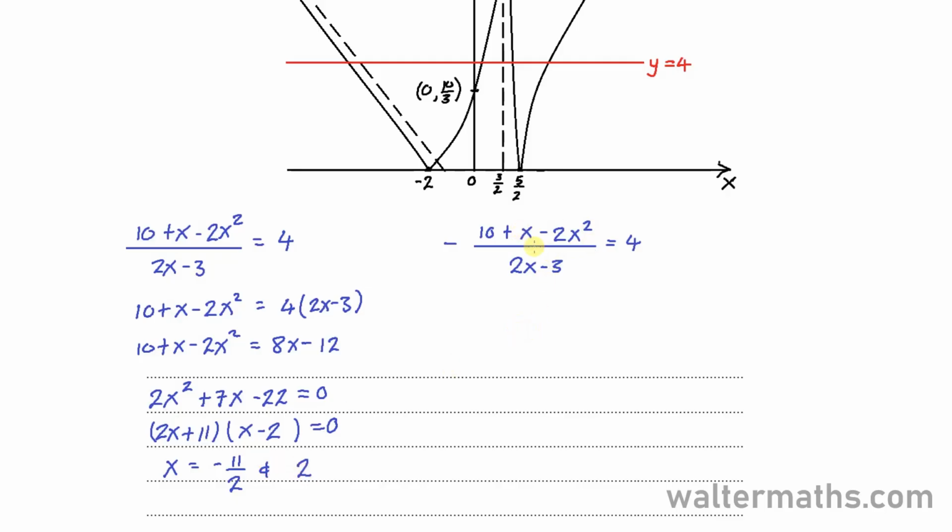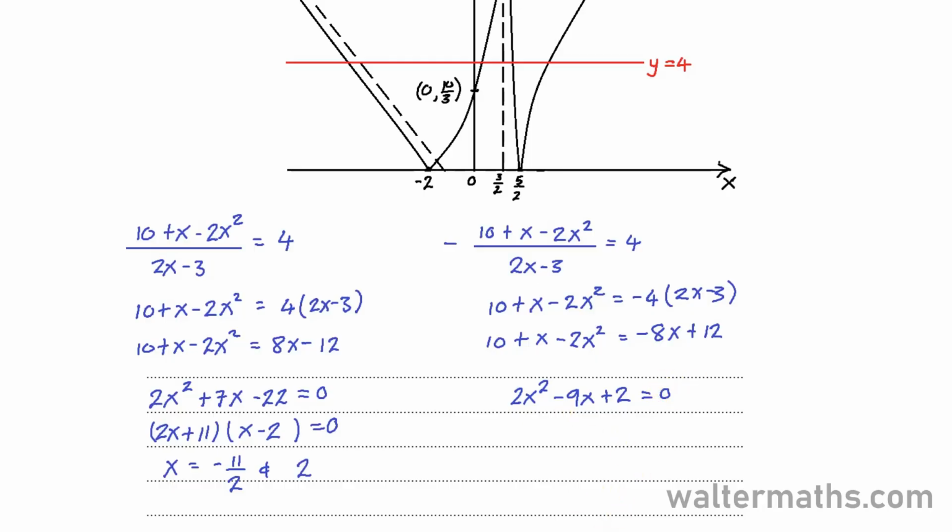Now we can also solve the other equation where we're going to be having 10 plus x minus 2x squared, and it's equal to minus 4 of 2x minus 3. So that's 10 plus x minus 2x squared equal to minus 8x plus 12. So taking everything on the left side to the right side, we will be having 2x squared minus 9x plus 2 equal to 0.